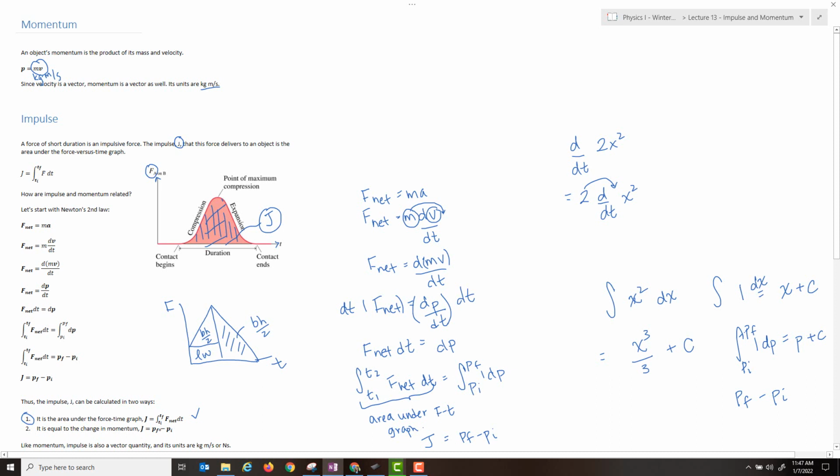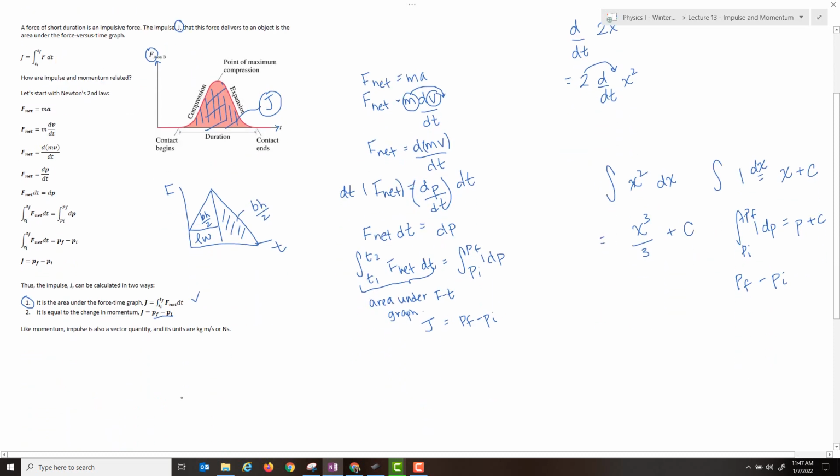The other thing is it's also equal to the change in momentum. So if you know the initial momentum and the final momentum, or you know the mass and the velocity, initial and final, you could calculate your momentum. Okay? And like momentum, impulse is also a vector. So J is a vector quantity. The units are still kilogram times meters per second.